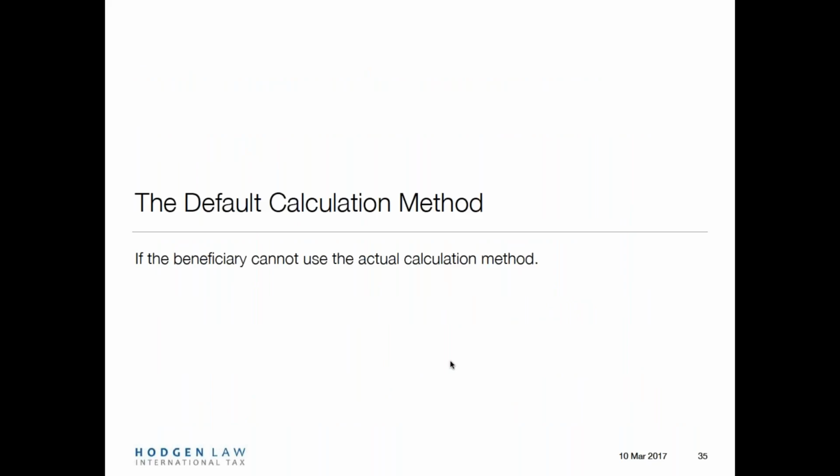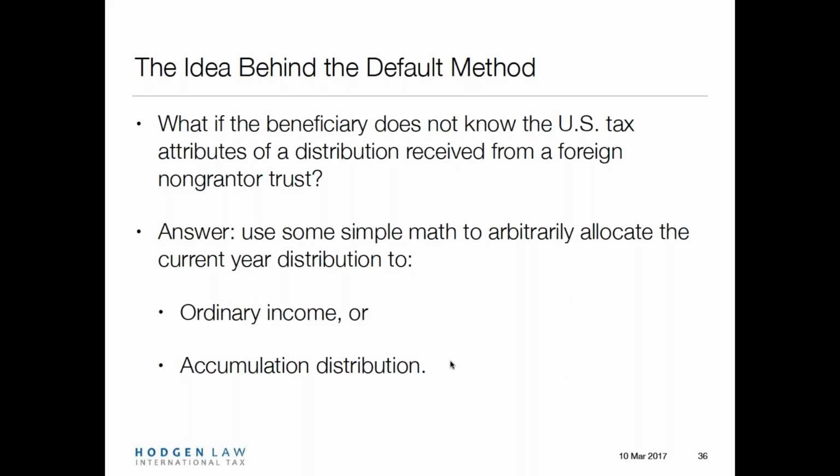The default calculation method works like this. Let's look at the behind, why is it here, slide 36. This is here because, and we see this a lot, a U.S. beneficiary just gets a check and they have no idea what the trust accounting says. For trust accounting nerds: distributable net income, undistributed net income, and corpus. How does this allocate it amongst all of these things? Who knows? Sometimes not even the trustee will know because the accounting records are inadequate to do the calculation.